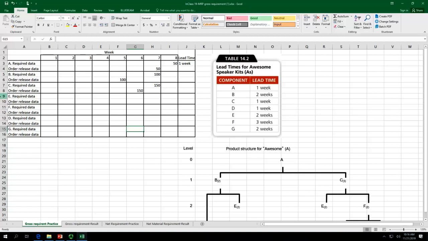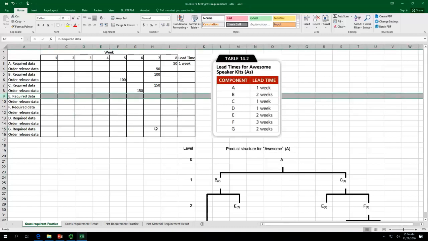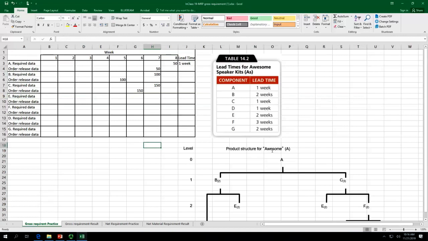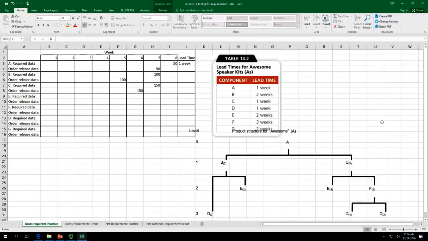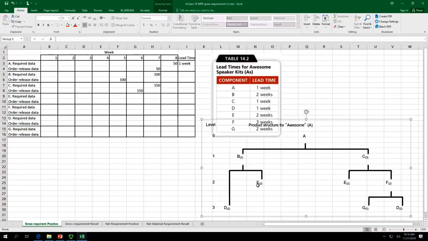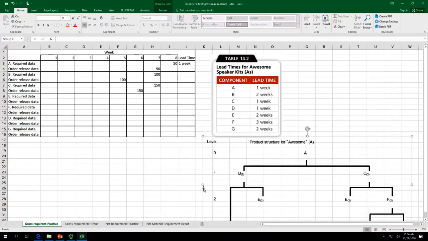And now the next one, it is E. I skipped D a little bit. So let's first go to E and look at E, how many E's are needed over here. To make 1B, you need 2E. So 1B needs 2E. So here it is B level. And this one, according to the product structure, you need 2 times of B. So it's 200 pieces. You need to receive E in the end of week 5.